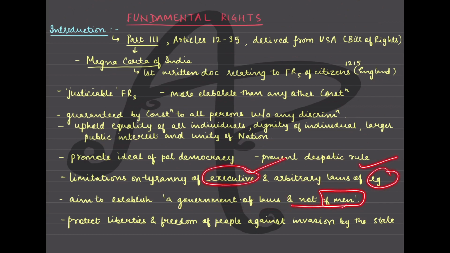But because we are focusing on the limitations, and we have the prevalence of law here, therefore it tends to create or aims to establish a government of laws, and also it protects the liberties and freedom of people against invasion by the state. So these are the rights we have seen earlier also. These are the rights and the claims that the citizens have against the state.